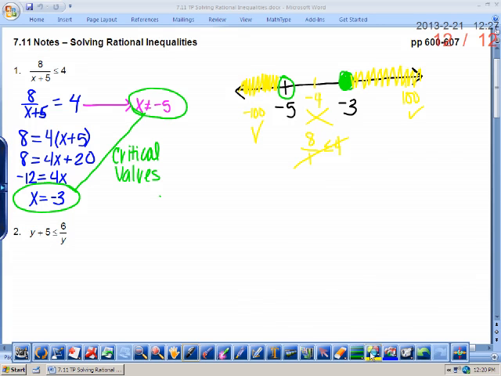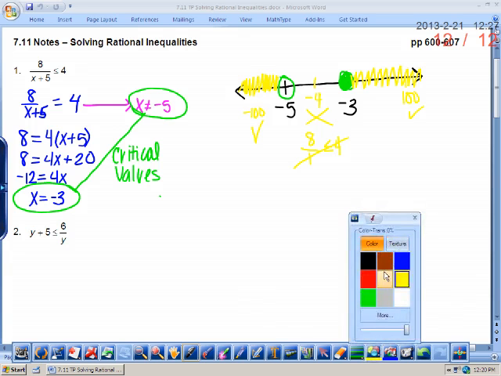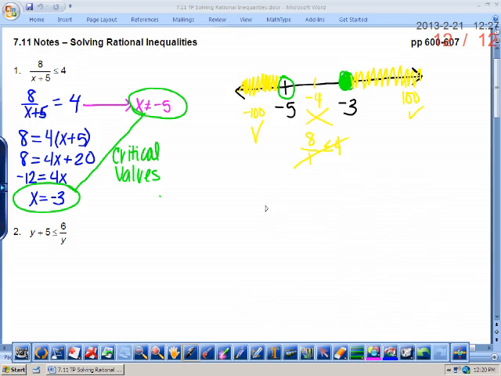All right, so let's go ahead and turn this into our answer. And to do that, we write it as an interval. So this is negative infinity to negative 5 with a parentheses, union negative 3 to infinity.